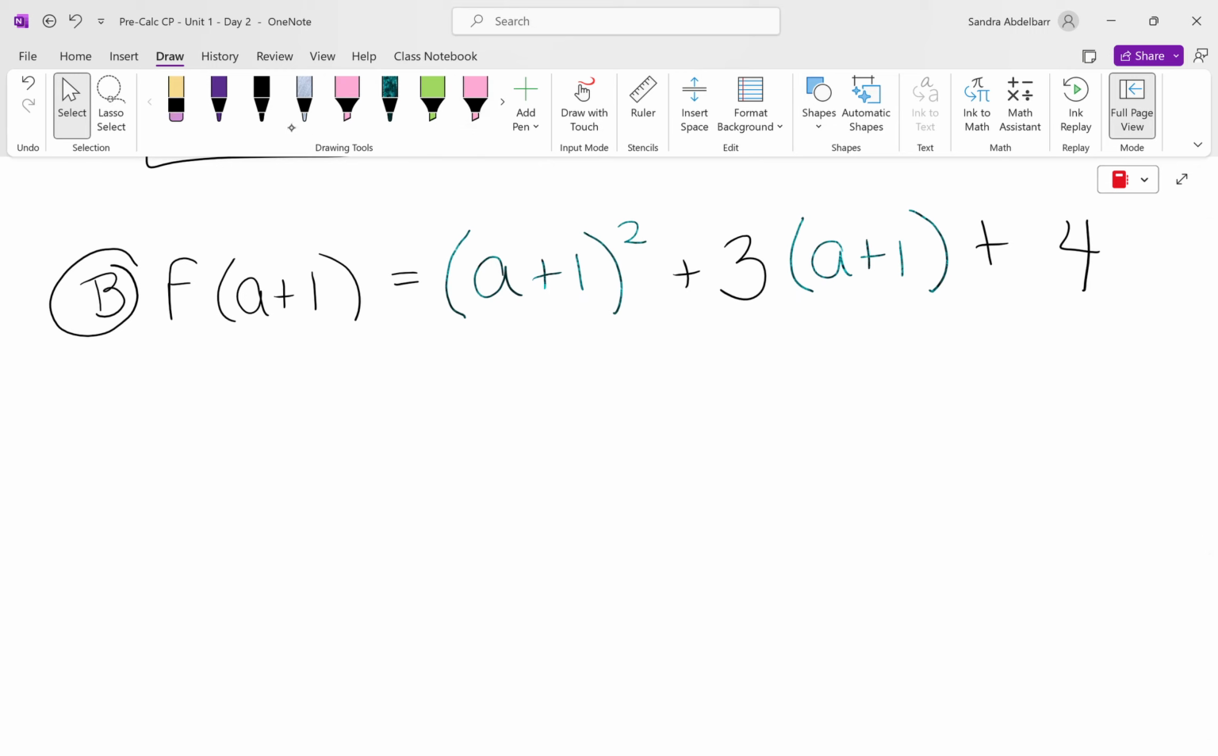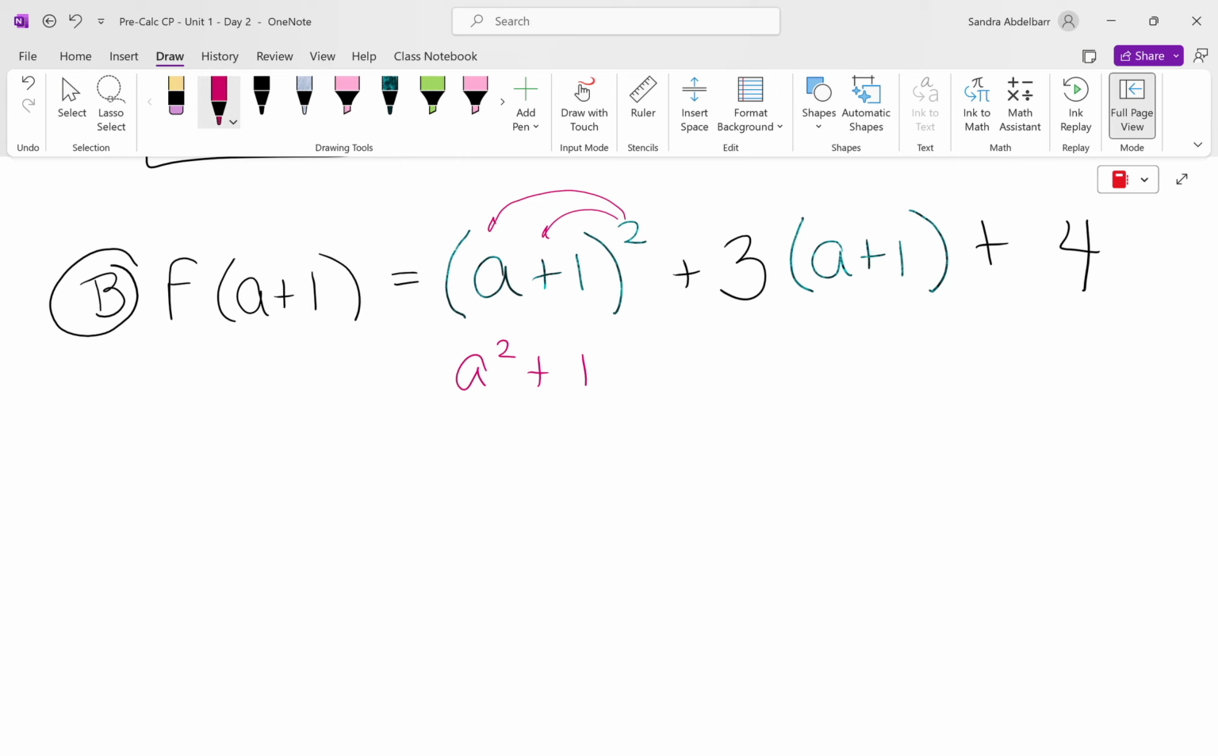Okay, rookie Algebra 2 mistake. What's the rookie Algebra 2 mistake? You think you could distribute this in and this becomes a squared plus 1. Am I allowed to do that? No, you're going to erase it. All right, we're not allowed to do that.